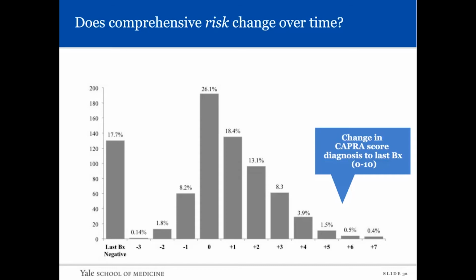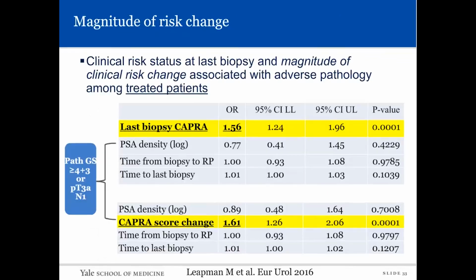So most patients do not change in risk status. Actually, a fair number of patients go down. 8.2% had a decrease of 1 point in their Capra score, almost 2% by 2 points. 18% had a negative confirmatory biopsy. But if you look on the right-hand side, there are patients who experience greater magnitudes of risk change. And perhaps we can substratify the risk of an adverse event even among patients who reclassify.